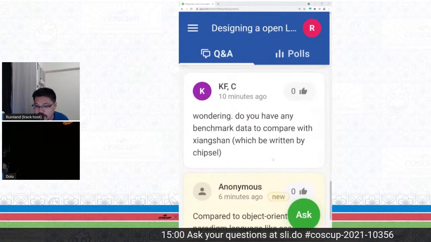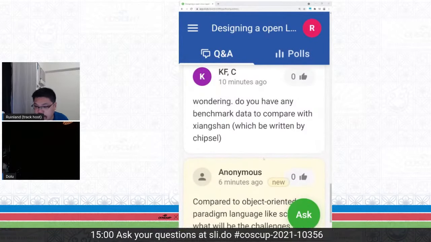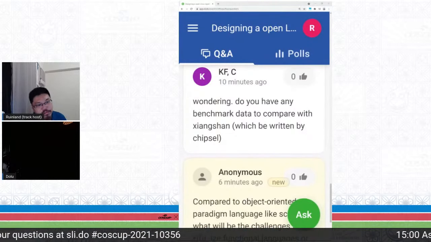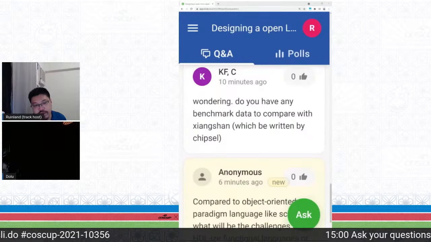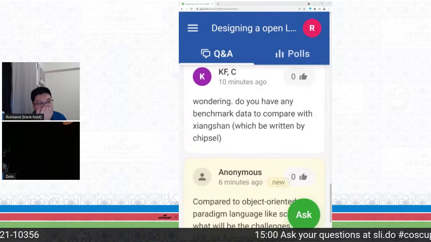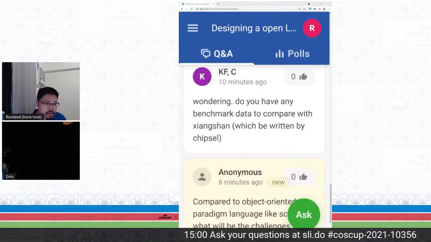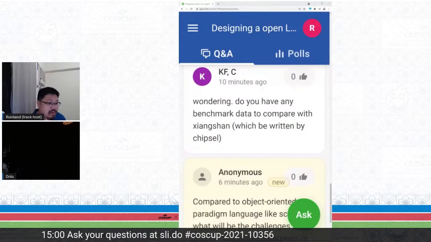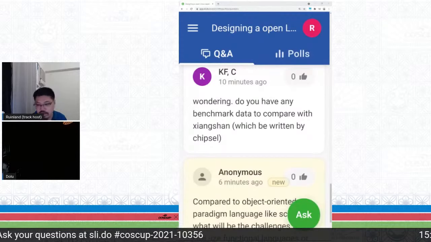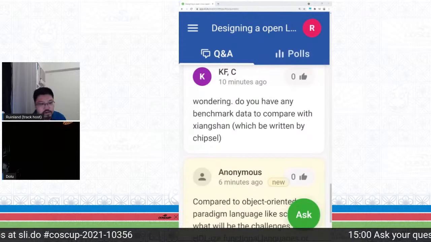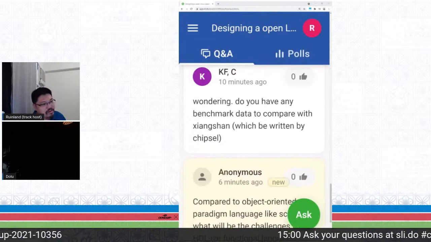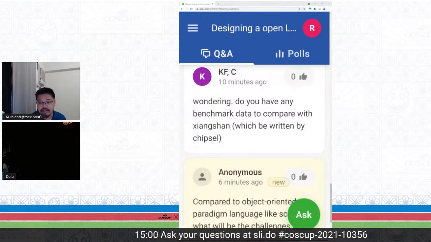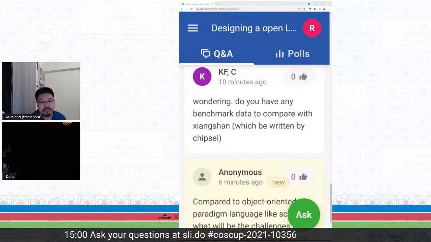Someone's wondering, do you have benchmark data to compare with Shanghai? That is a RISC-V core recently open sourced, and it is stated to be the fastest softcore on the planet. I believe someone made that claim, and it's written in Chisel as well. But I don't think you have run it, right? I'm not aware of it, but that's interesting. I have to check that.